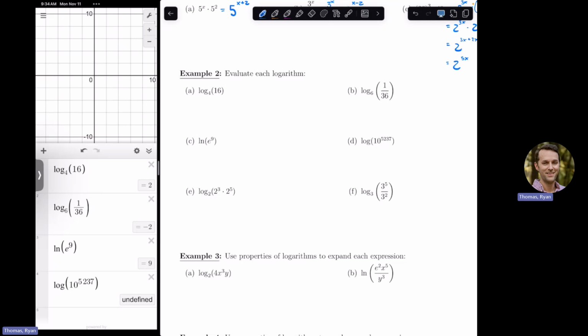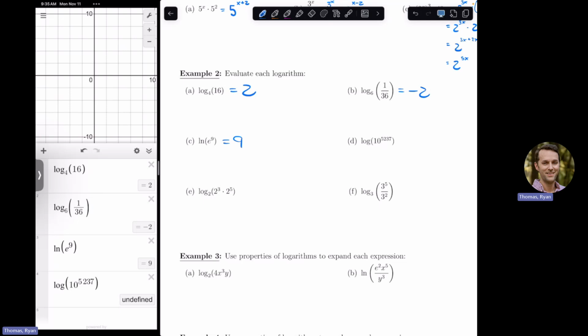Okay, what's the log base 4 of 16? 2. Okay, what about the log base 6 of 1 over 36? Negative 2. Okay, ln, natural log of e to the 9th. 9. ln means log base e. E is e. So the natural log of a power of e is just whatever the power of e is.